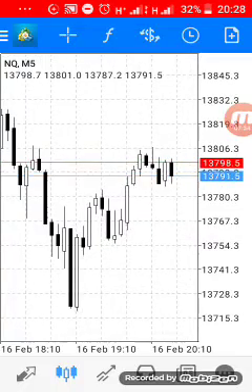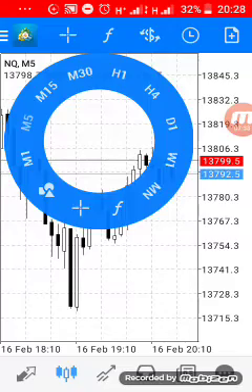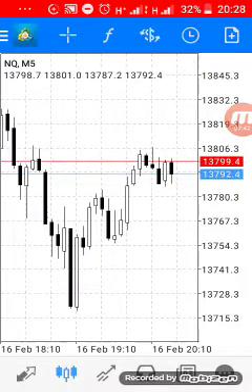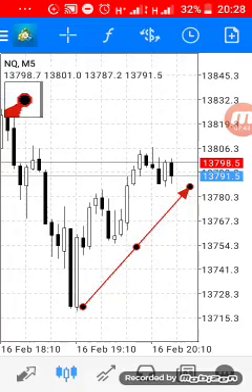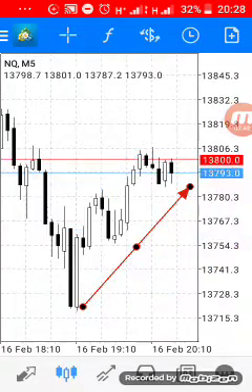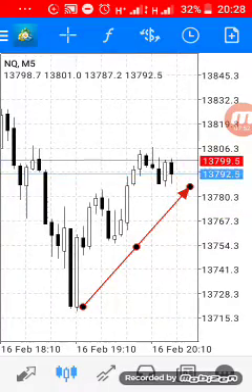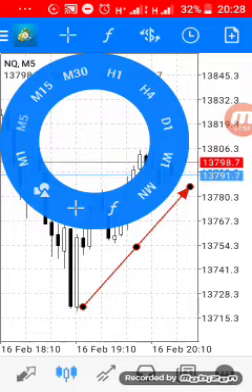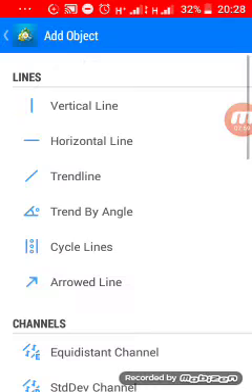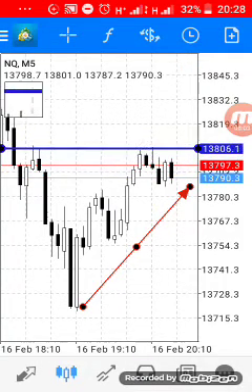Okay, from there I'll make the drawing line, the trend line. This is my trend line. No, this is my trend line. Okay, that means I'll put another trend line again, the arrow line, or here I can put a vertical line like this.